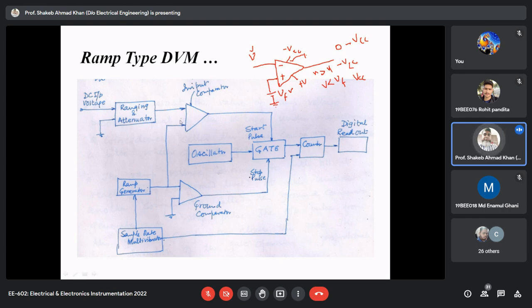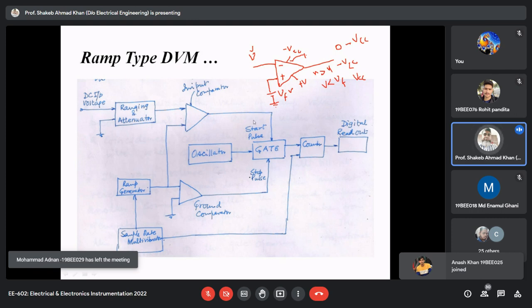So here in this case, your ramp voltage signal is the same in both the comparators. One comparator is comparing the ramp voltage with the input voltage, and the other comparator is comparing it with the ground potential. So obviously, whenever your ramp voltage becomes more or less than the input voltage, you will find the change here, and I will come to that.